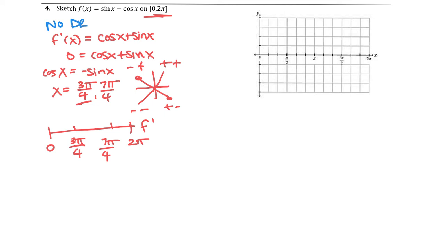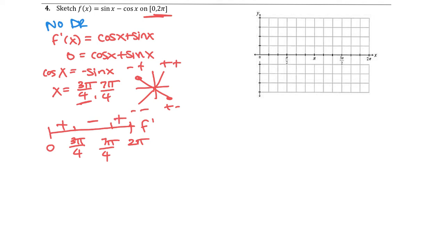If I plug in something between 0 and 3 pi over 4, for example, pi over 2, I'm going to get something positive. If I plug in something between 3 pi over 4 and 7 pi over 4, like pi, I'm going to get something negative. And if I plug in something between 7 pi over 4 and 2 pi, I'm going to get something positive. So you may need to pause the video and work through that and really think through your unit circle.